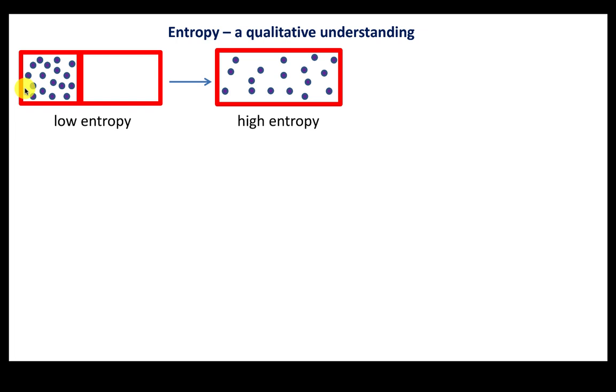When I remove this partition, then each molecule has a bigger volume in which it can move. So, although there was uncertainty about, let's say, where this molecule was, it could have been here or here or here, but now there's much more uncertainty because it can be here or here or here or in many different places. So we've gone from a situation of low uncertainty to a situation of high uncertainty.